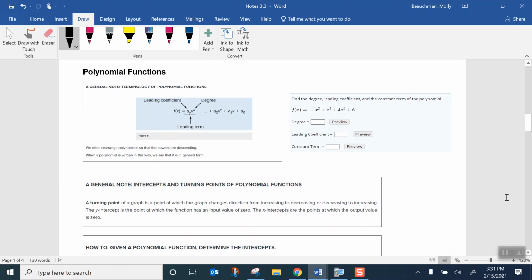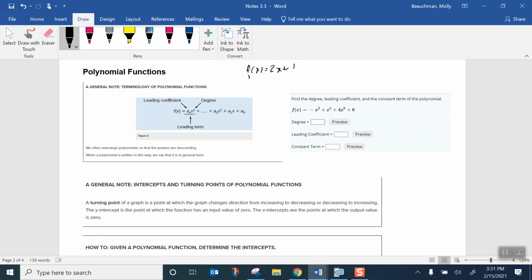A polynomial function adds more terms. So you've worked with polynomials for a lot of polynomials in your math life. So polynomials are things like a linear equation. 2x plus 1 is a polynomial of degree 1.